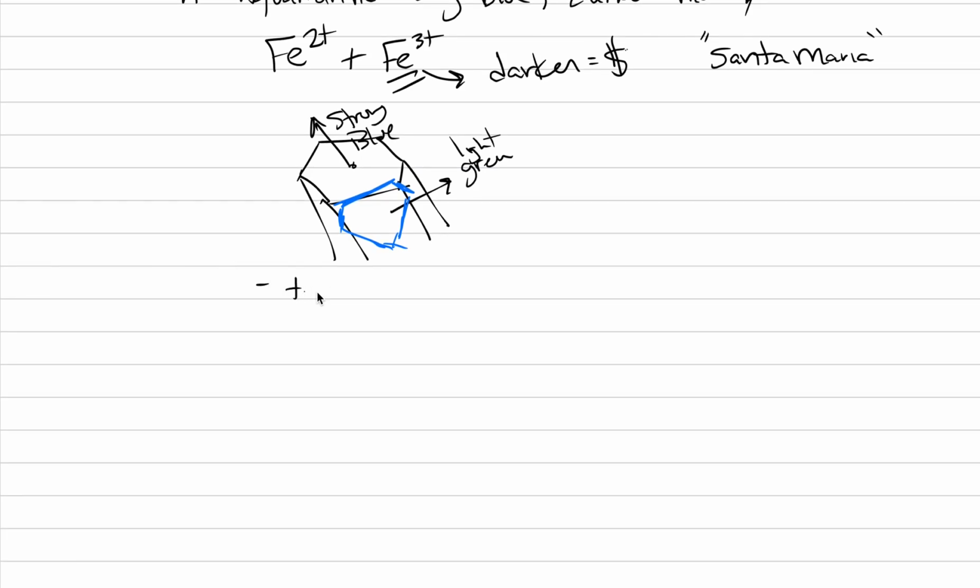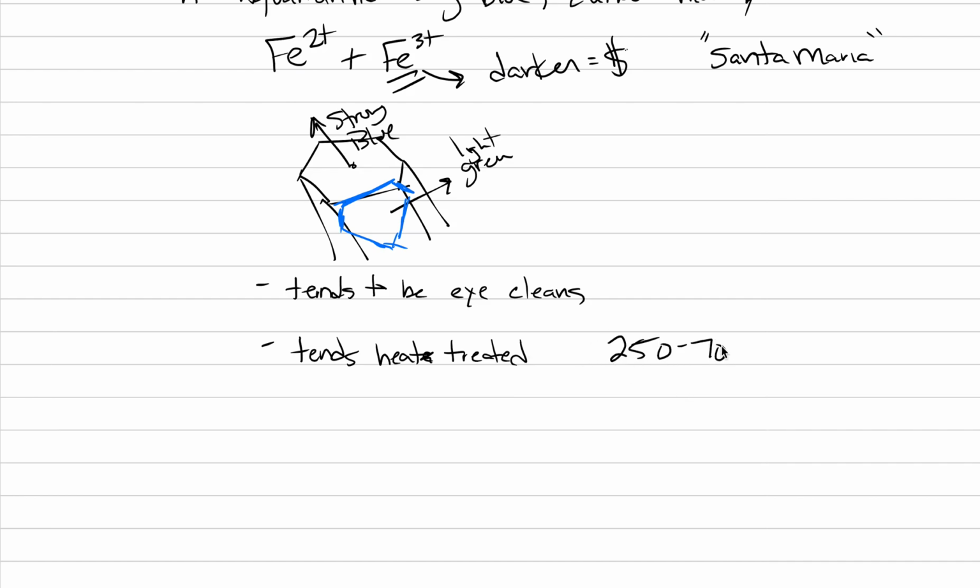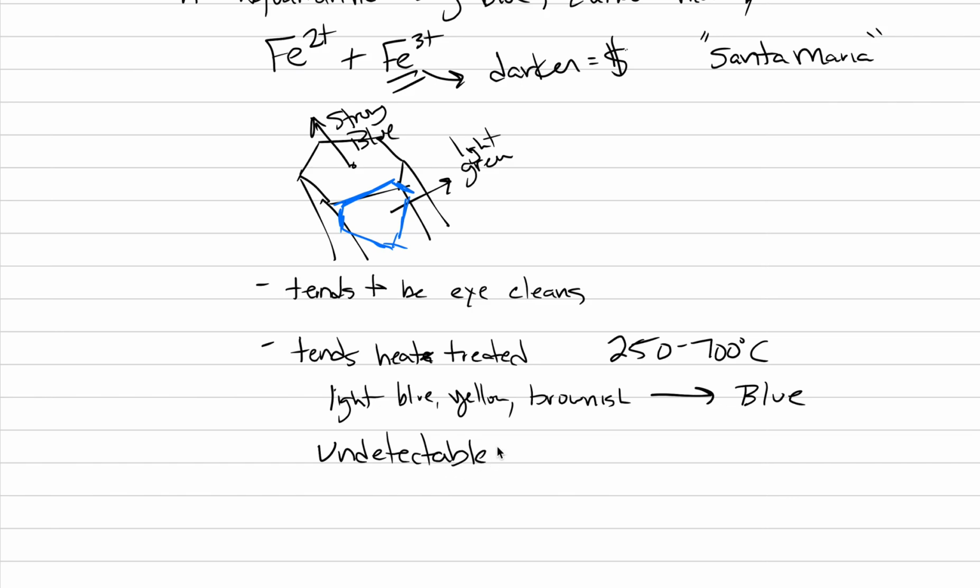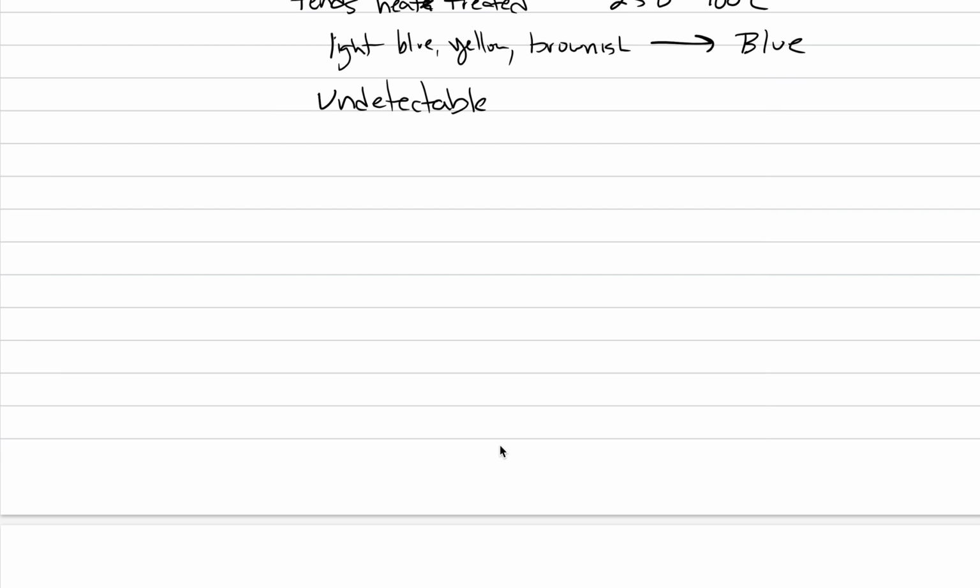Some other facts about aquamarine is it tends to be eye clean. That means there are no inclusions in good aquamarine. This is not going to be the case for emerald. Another thing is it is almost all heat treated. You can heat it between, let's say, 250 to 700 degrees C after it comes out of the ground. Let's say it's light blue or yellowish or even brownish beryl. If you heat it at those temperatures, you're going to get the aquamarine blue that you want. And this is an acceptable treatment. It is essentially undetectable. It does make the stones less valuable, but there's nothing that the industry can do because they can't tell if it has been heated or not.